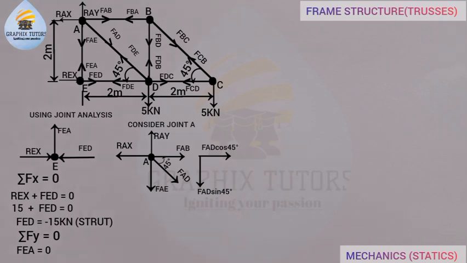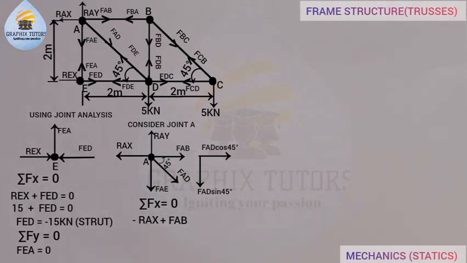Now we've gotten that, so we'll now consider summation of Fx equals 0. We consider the forward force to be positive and the backward force to be negative. If you look closely, my RAx is a horizontal force acting in the left direction, so I'm putting RAx there, then plus FAB, because FAB is also going forward, so I'm using positive. The RAx you see there is negative.